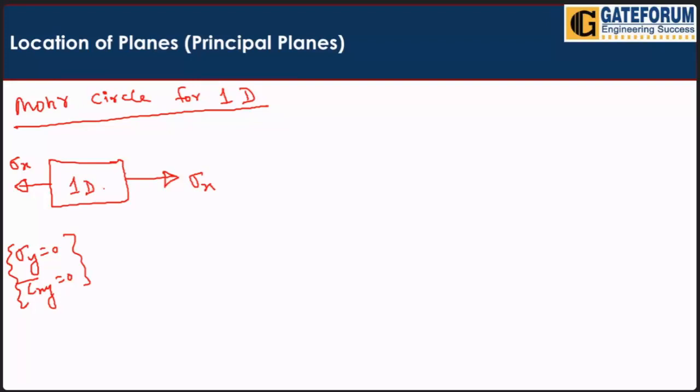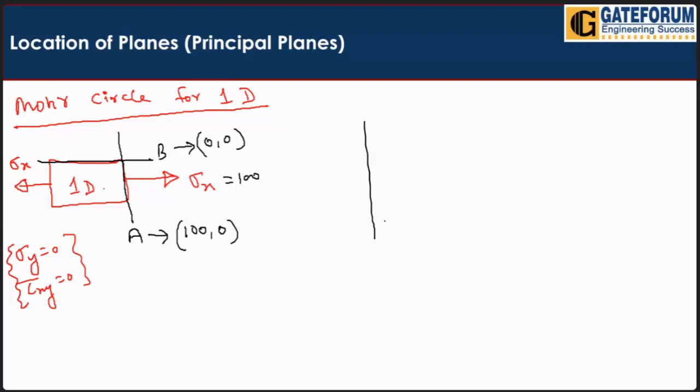So how will we draw the Mohr circle? In the same way, just plot. I have taught you the method in today's class only. Here we have plane B and here we have plane A. Write the coordinates for plane A. On plane A only sigma x is there. Let's say this value is 100. So it is 100 comma 0 because there is no tau xy. For plane B, no normal stress, no shear stress, so for plane B it is 0 comma 0. This is how I have taught you to draw the Mohr circle.